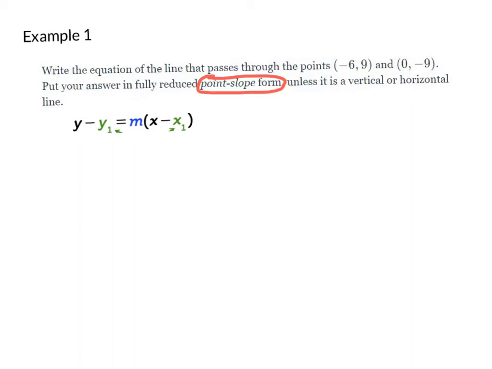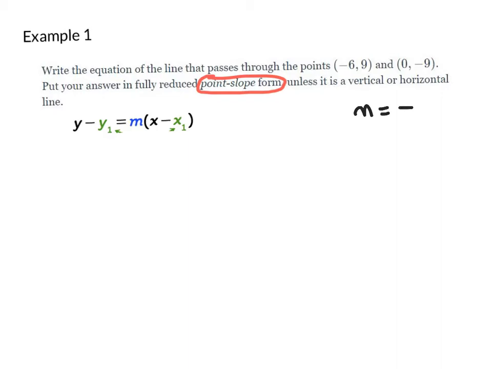Remember, we're using the point-slope formula or form, so we're going to use y minus y1 equals m times x minus x1. Well, we can use a y1 and an x1 from right here. We can use this pair of coordinates or this pair, but we need the m, we need the slope, okay? So the first thing we're going to do on this one is find the slope. Remember, the slope is y2 minus y1 over x2 minus x1.